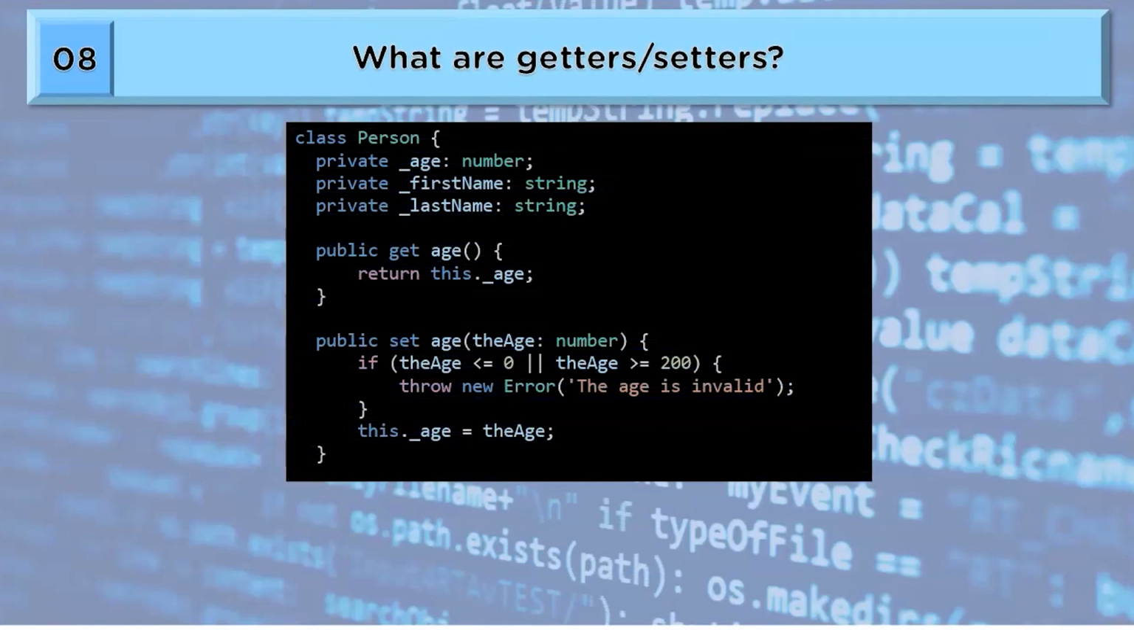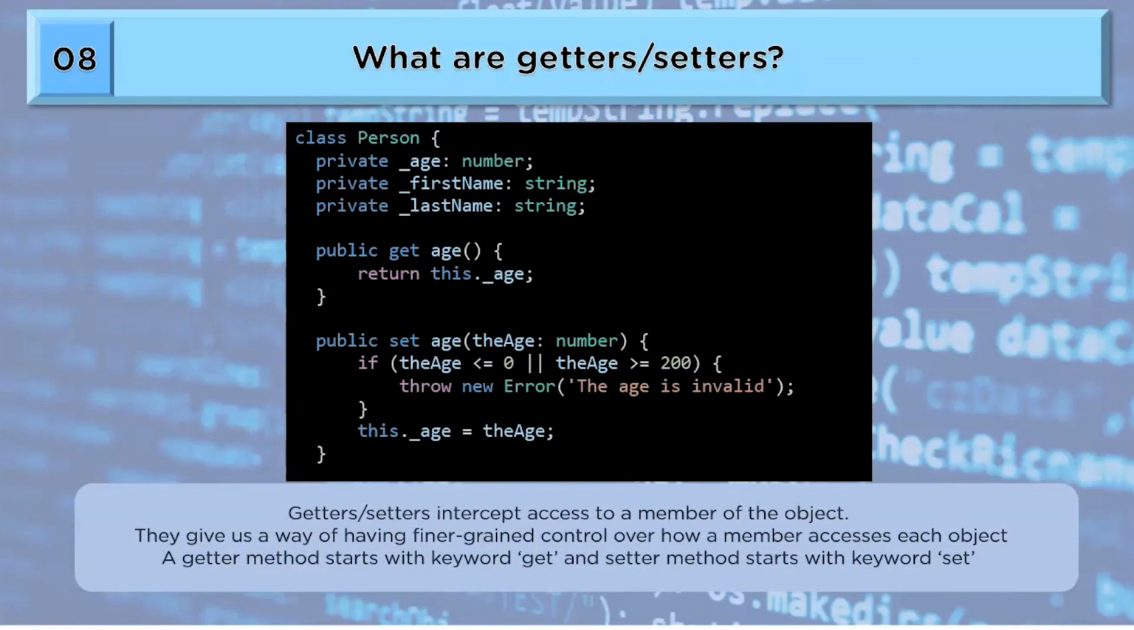What are getters and setters? Getters and setters intercept access to a member of the object. They give us a way of having finer-grained control over how a member accesses each object. A getter method starts with the keyword get and the setter method starts with the keyword set.